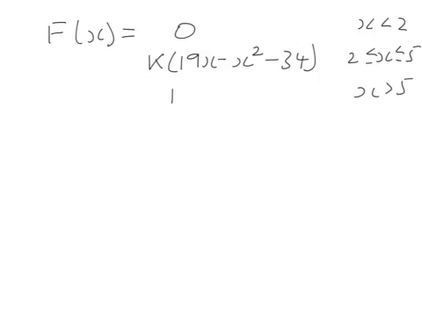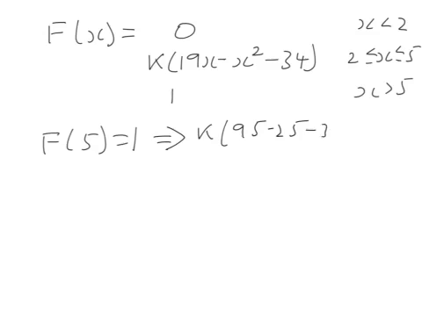Now in question 3 we're given the cumulative probability. So it must be true that F(5) equals 1, because F(5) is the probability that x is less than or equal to 5, and these numbers here say that when x is greater than 5 it's 1. This works from 2 up to 5, so F(5) must be 1. So if I put 5 into there, it's k(95 minus 25 minus 34) equals 1. So therefore k is 1 over 36.